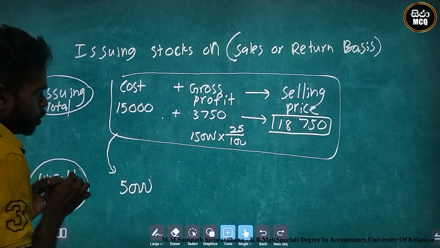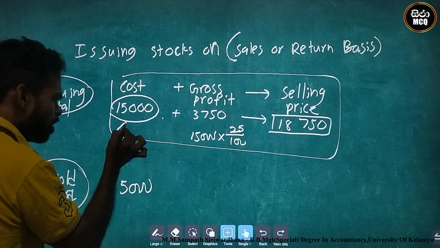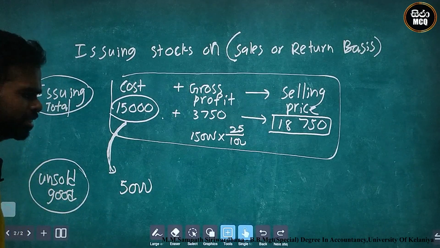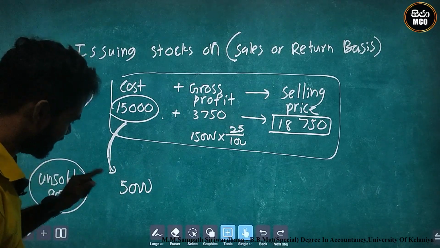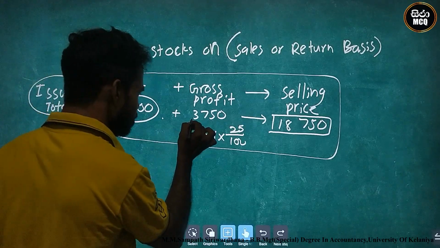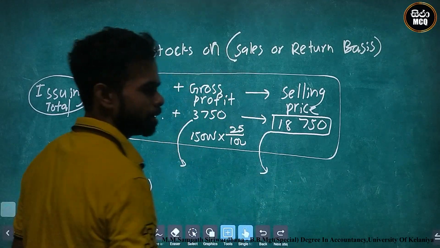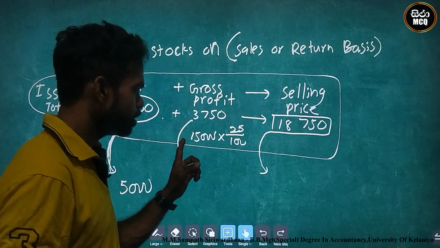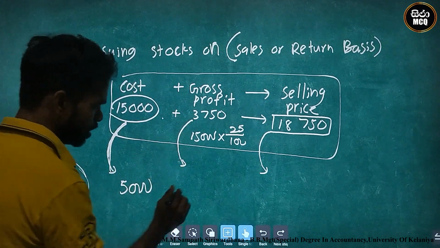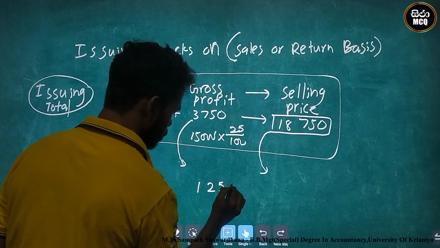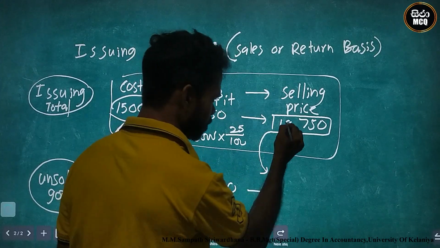Look here. You know the total is 15,000. One third of this is 5,000: divide 15,000 by 3. Therefore, I calculate gross profit as one third of the selling price. I divide it into 3 and identify one third of this.